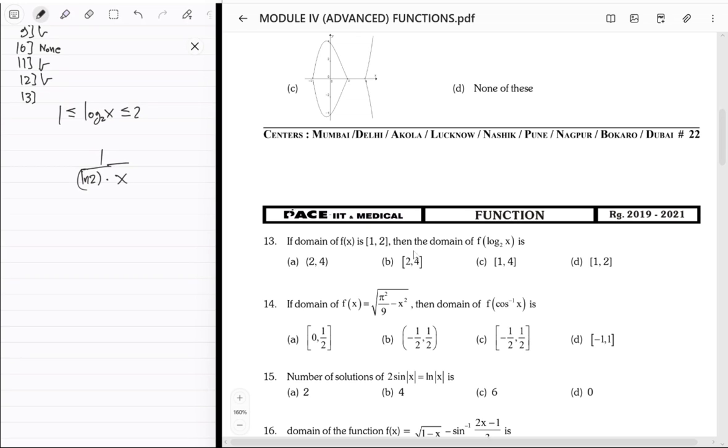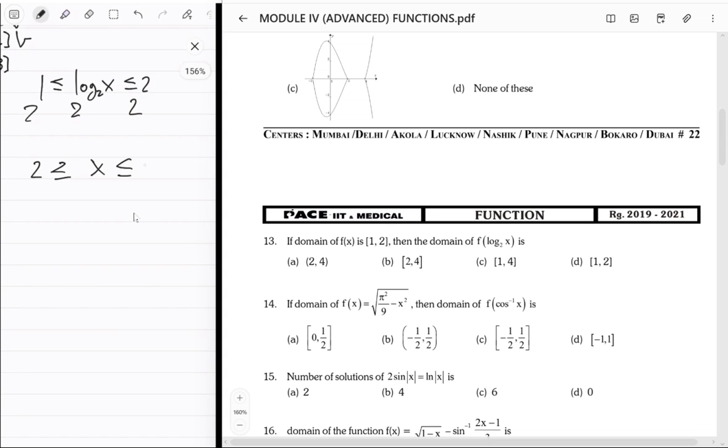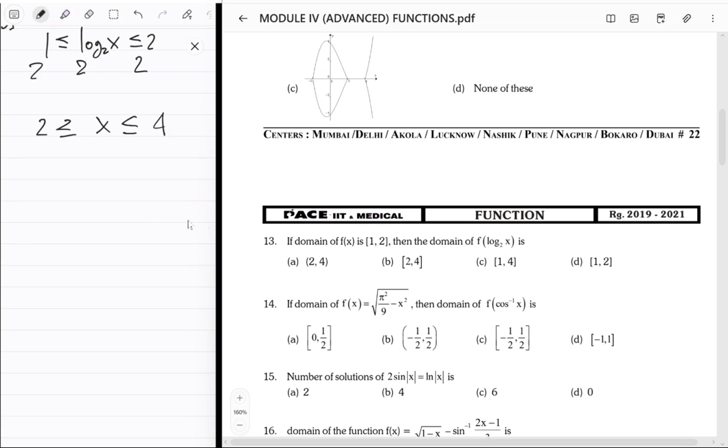For negative values, it's not defined in the first place. But if it's increasing, what does that mean? You can do that, or instead you can just do 2 power all of these guys, because 2 power x is also an increasing function, in fact increasing for all real values. So even if you had a negative one over here, it's still good. Just two power these quantities. So 2 less than or equal to x less than or equal to 2 power 2, which is just 4. So 2 to 4, that's the domain. So 13th, B.